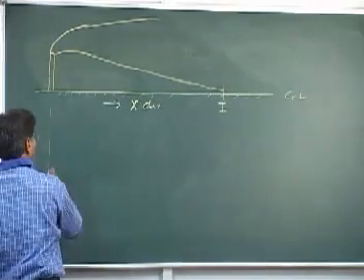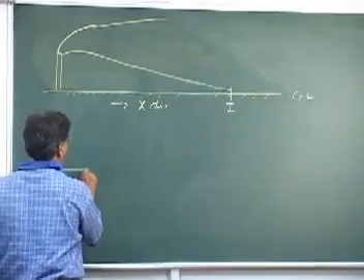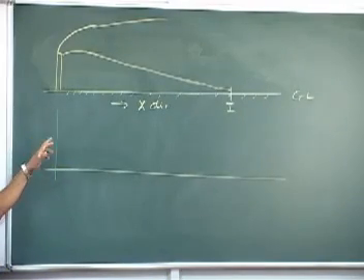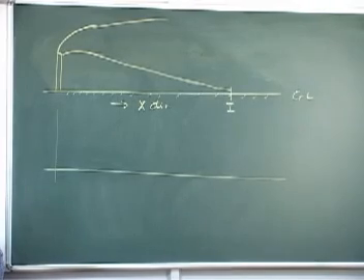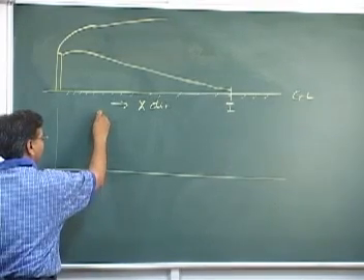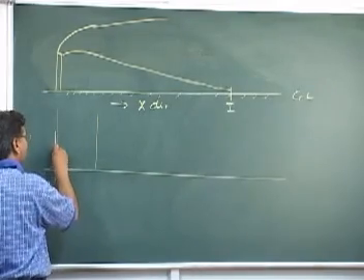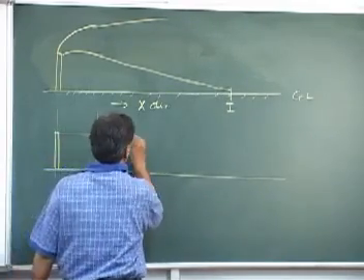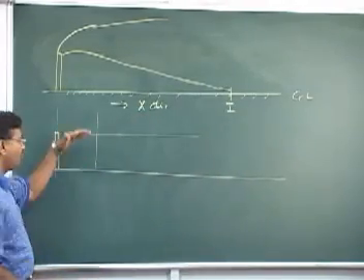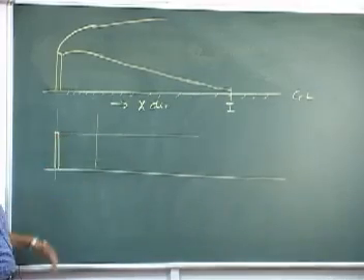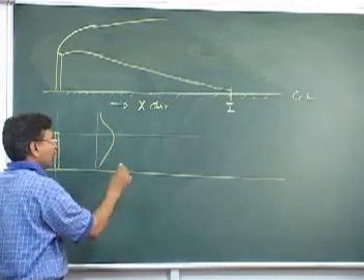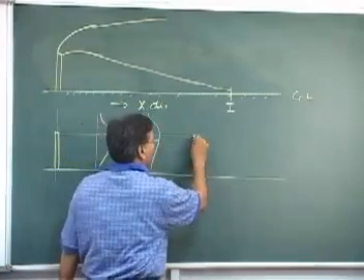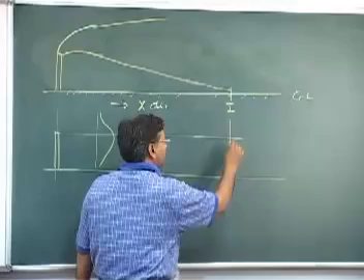Suppose I am plotting the concentration at various values of x, and my stack height is somewhere here. So I am just taking that as a center line. If I am measuring the concentration in the z plane, that concentration will look something like this. Then I can measure here.